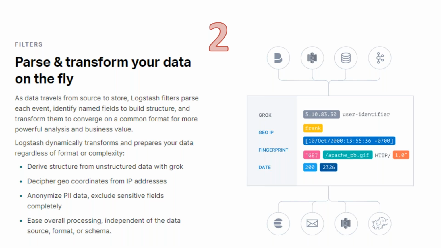So yes, during the filters, parse and transform your data on the fly, from the source to the store. Store means, in our case, Elasticsearch. Source means it can be a system or application. Logstash filters parse each event, each log, each line, and identify named fields to build structure. Some of the tools are well known, like everyone understands the Apache log, CPU log, system log basically. But sometimes it's not understood.